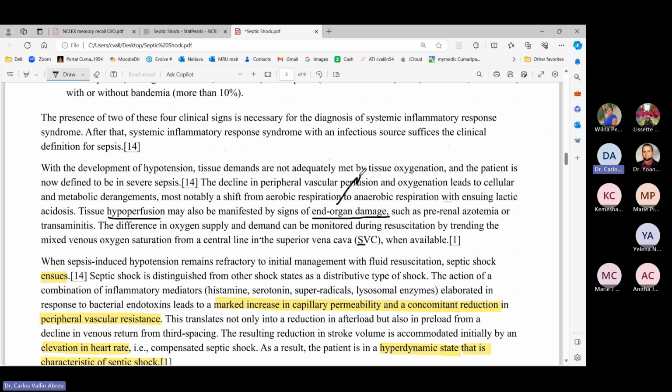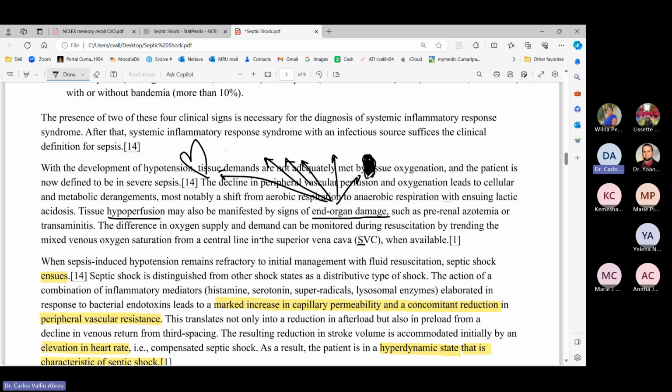So the end organs are the kidneys, the liver, then the lungs, then the brain, and probably the last is going to be, well, here is also the intestine. The last is going to be the heart. When it affects the heart, the patient dies. Which are the organs that usually are affected first?